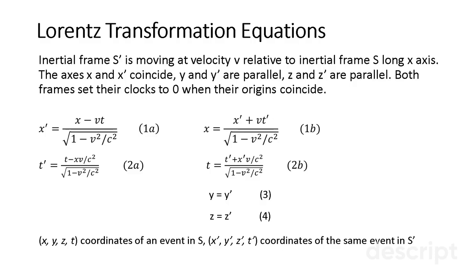Then you get these 6 Lorentz transformation equations. In these equations, x, y, z, t are the coordinates of an event in frame S, and x prime, y prime, z prime, t prime are the coordinates of the same event in frame S prime. This means there is an event which is happening at location x, y, z and at time t as seen from frame S, and the same event is happening at location x prime, y prime, z prime and at time t prime as seen from the frame S prime.